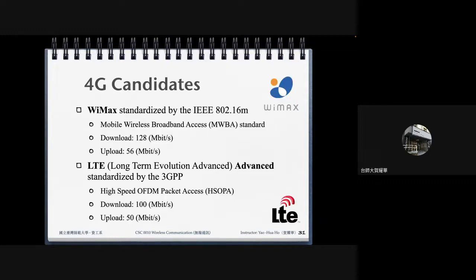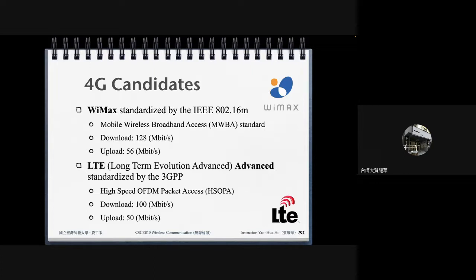All right. So for the fourth generation cellular network, at the beginning you had two standards trying to win as the fundamental structure. First was WiMAX, which is standardized in IEEE. It's for wireless mobile broadband access, with a downloading and uploading speed of 128 or 56 megabits per second.